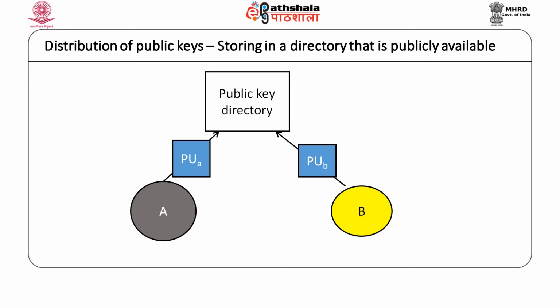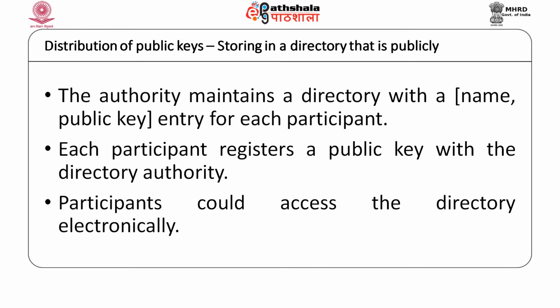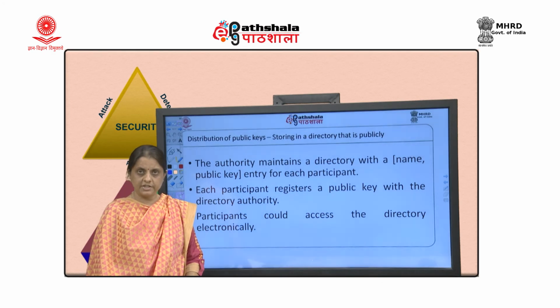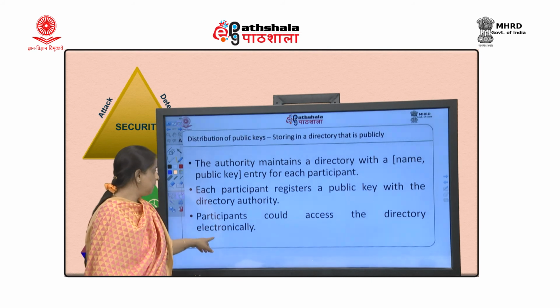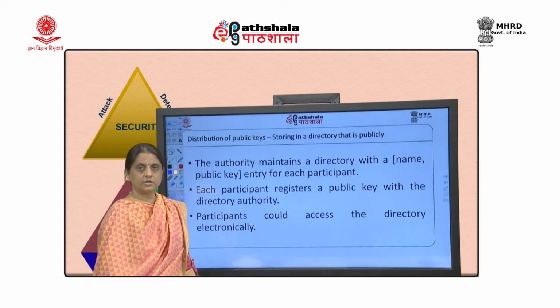The second is storing in a directory that is publicly available. So, there is a common storage that is called a public directory. A has written its public key there, B has written the public key there. If A wants to read B's public key, it will go to this public directory and find out what B's public key is. What would be there in the directory? There would be a name and public key entry. Each participant has to register its public key in the directory, and participants can only access it electronically.